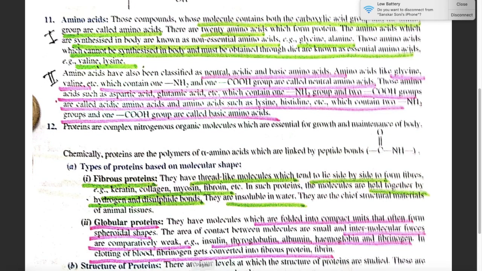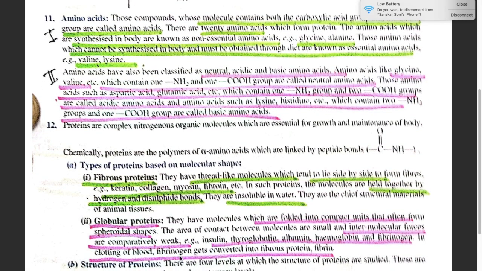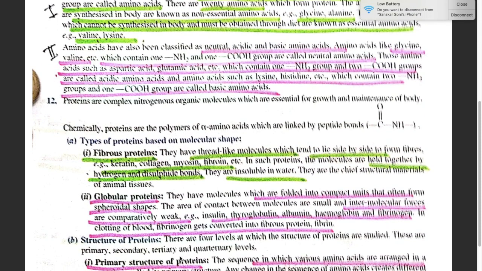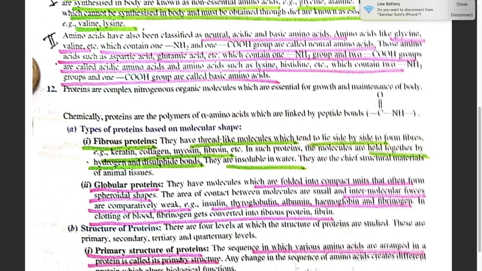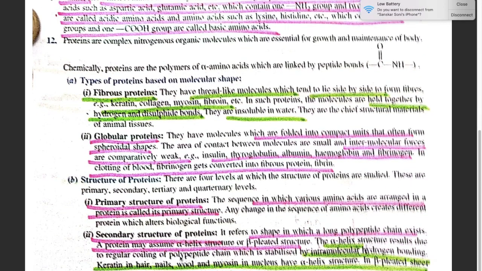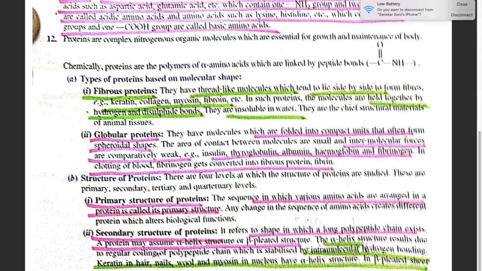Remember. Next, let us learn the structure of proteins. Proteins have four different structures: primary structure, secondary structure, tertiary structure, and quaternary structure. Primary structure of protein tells us about the manner or the sequence in which the amino acids are arranged in the polypeptide chain. In what specific sequence are the amino acids arranged in the polypeptide chain? This idea is given by the primary structure.